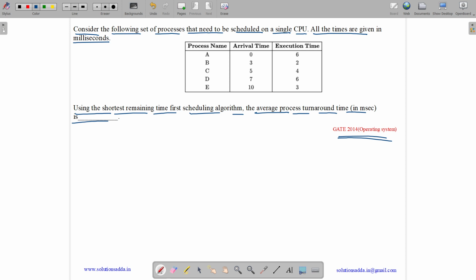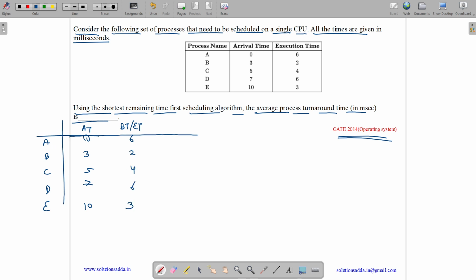So we have the processes A, B, C, D and E with arrival times 0, 3, 5, 7 and 10, and execution time, or you can say burst time, as 6, 2, 4, 6 and 3. Now let us draw the Gantt chart for this.